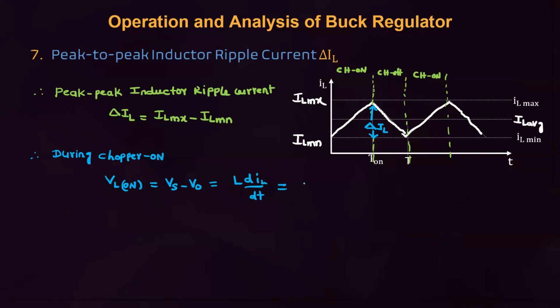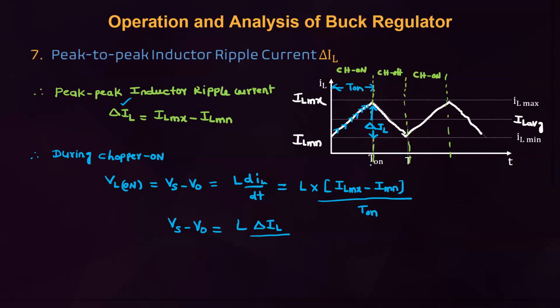During chopper on, how is the current changing? Current is changing from minima to maximum. Change in current, I will write IL max minus IL minima, by dt. dt is the chopper on time. Then Vs minus V0 equals L into delta IL, since IL max minus IL minima is delta IL. This is during chopper on.